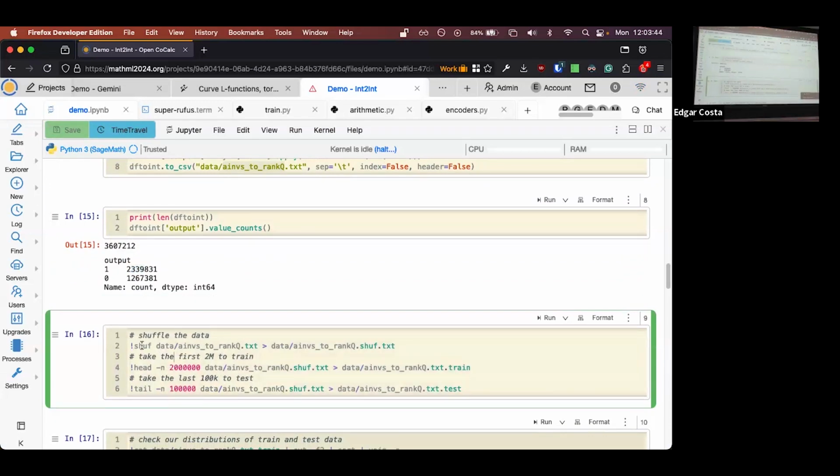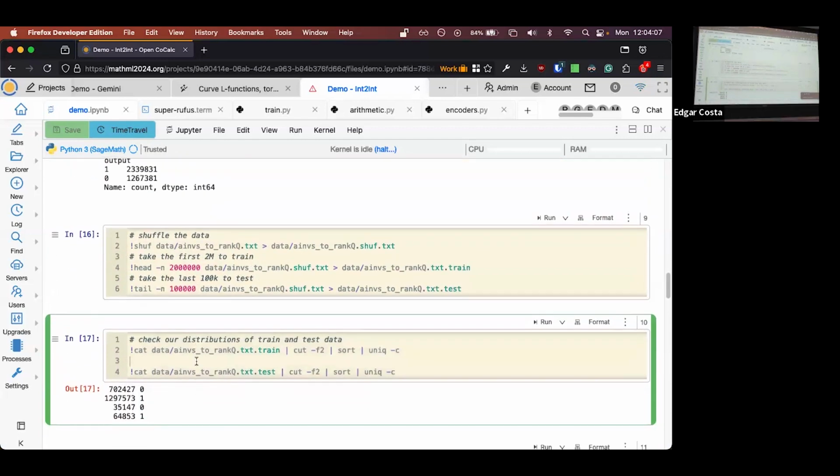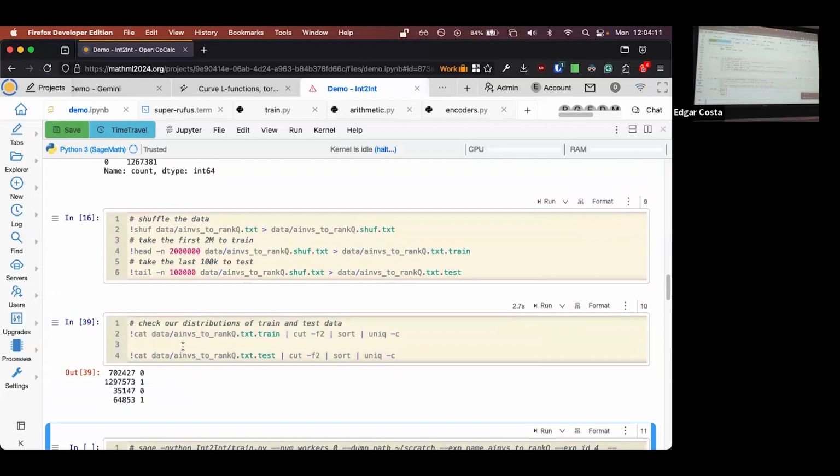The next important step is to shuffle your data. I give you some bash commands to do that. When I put an exclamation mark, it means it's running this in the terminal. So I just shuffle the data file, then I get the first 2 million to train, and I take 100K to test. Then, for my own sanity, I check again that the data set is balanced, both test and train, because it's very easy to make mistakes along the way.